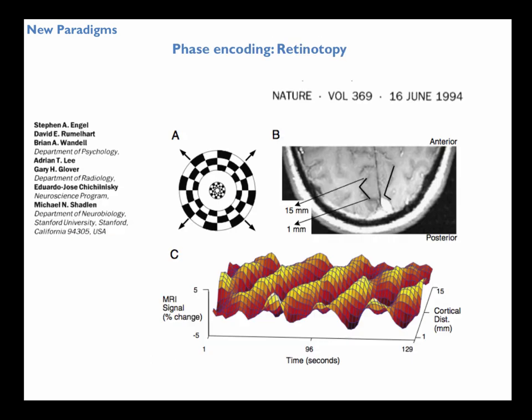This is just an early example by Steve Engel at Stanford of retinopathy, in which he had various rings separated by blank areas that are constantly expanding outward. And he was able to create these wonderful traveling waves as the rings expanded outward very slowly. It was like one cycle every minute of expansion. But you actually could create these nice traveling waves that then you could do retinopathy with.